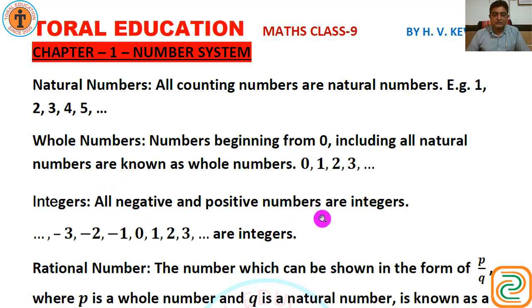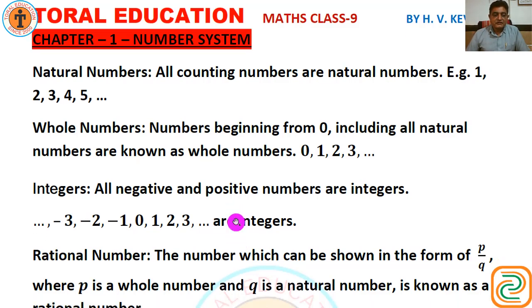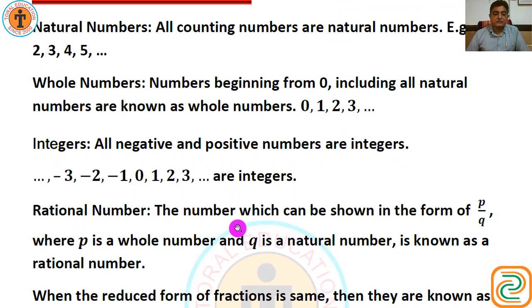Then come integers. All negative and positive numbers are integers. Negative and positive whole numbers, we can say negative and positive numbers, not fractions. They are integers. Minus infinite to plus infinite, including 0. That is -3, -2, -1, 0, 1, 2, 3, 4, 5 up to infinite. They are integers, right?